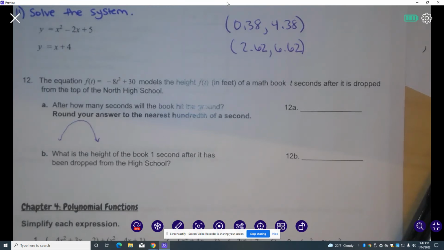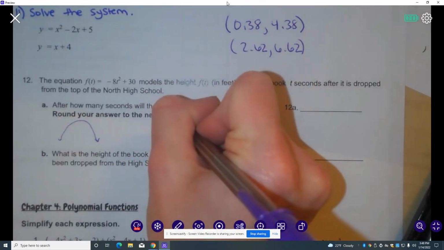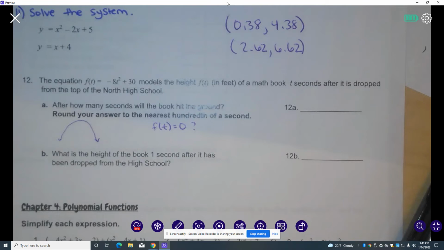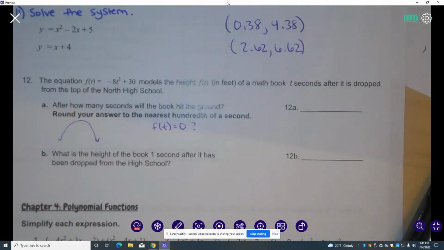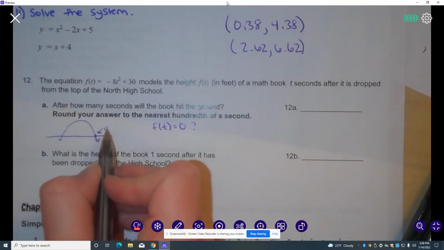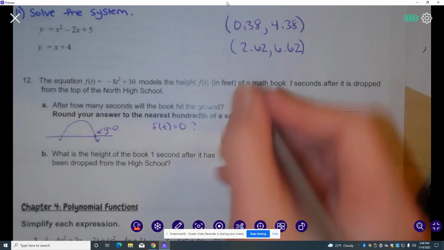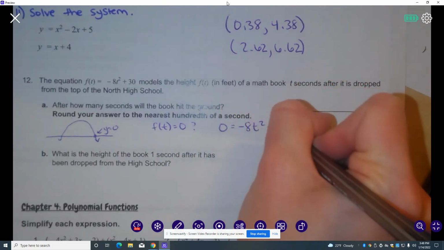So I'm wondering, when is my y value 0? Okay, when is f of t 0? And so what I can do is I can plug 0 in for y, or 0 in for f of t. Okay, I'm wondering, when does it have a y value of 0? So I'm going to do that. I'm going to plug 0 in for my y value.